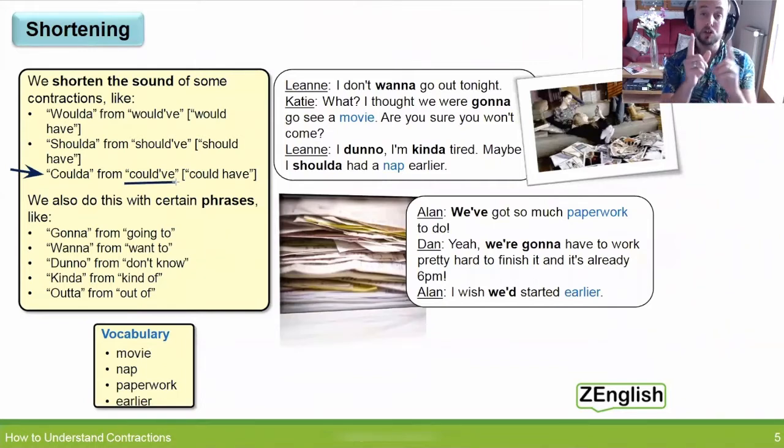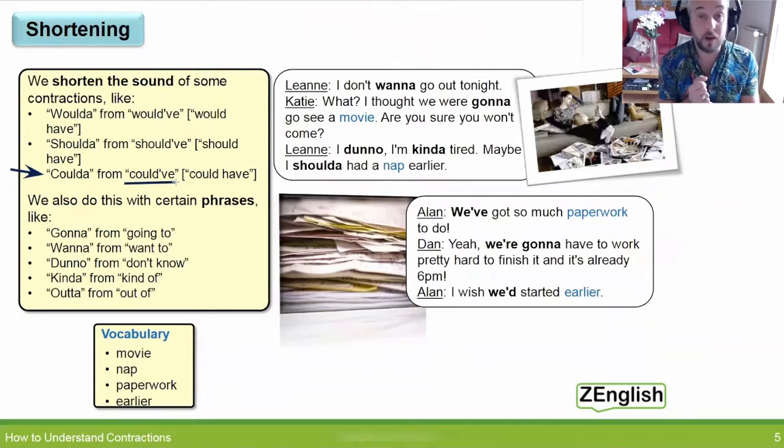Could have, could've, coulda. I think what happened in the English language is that we started making these contractions, could've, would've, should've. And again, when we say them quickly in sentences over time, we've said them shorter and shorter. So that sound, could've, gets shortened to coulda.